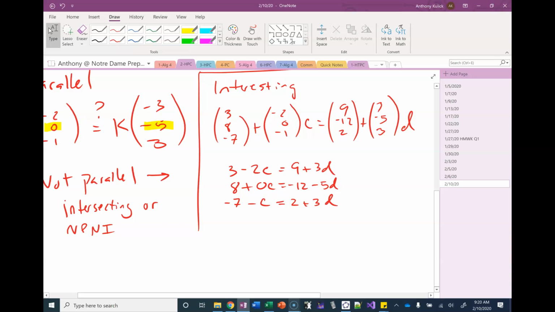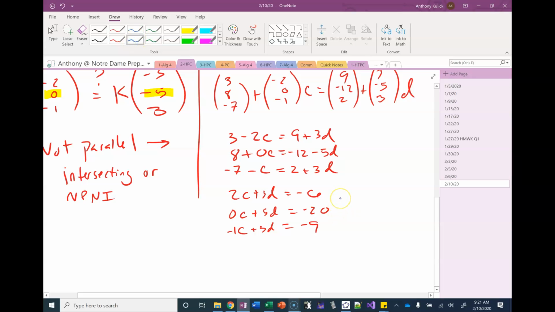And let's format these so that they're all kind of on the same side. So let's see, I get 3D plus 2C equals -6. And I'll get 0, oh, I should write it in alphabetical order, 2C plus 3D. Well, 0C plus 5D equals -20. And then I have -1C plus 3D equals -9.